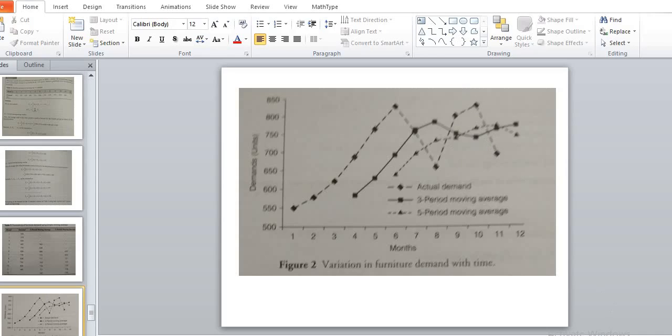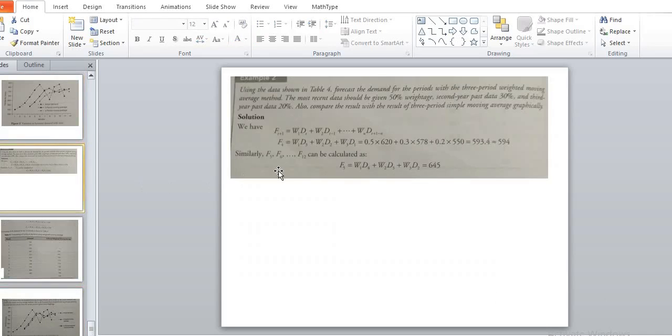Now we move further, for another example, based on the weighted moving average method. Here again the same table is given, but they ask to find the forecast value by considering weightage for the particular data. The most recent data gets weightage 50%, the second data gets weightage 30%, and the third data gets weightage 20%. With these conditions, you have to forecast these values. The example is the same, but the method is changing, with a weighted moving average method.